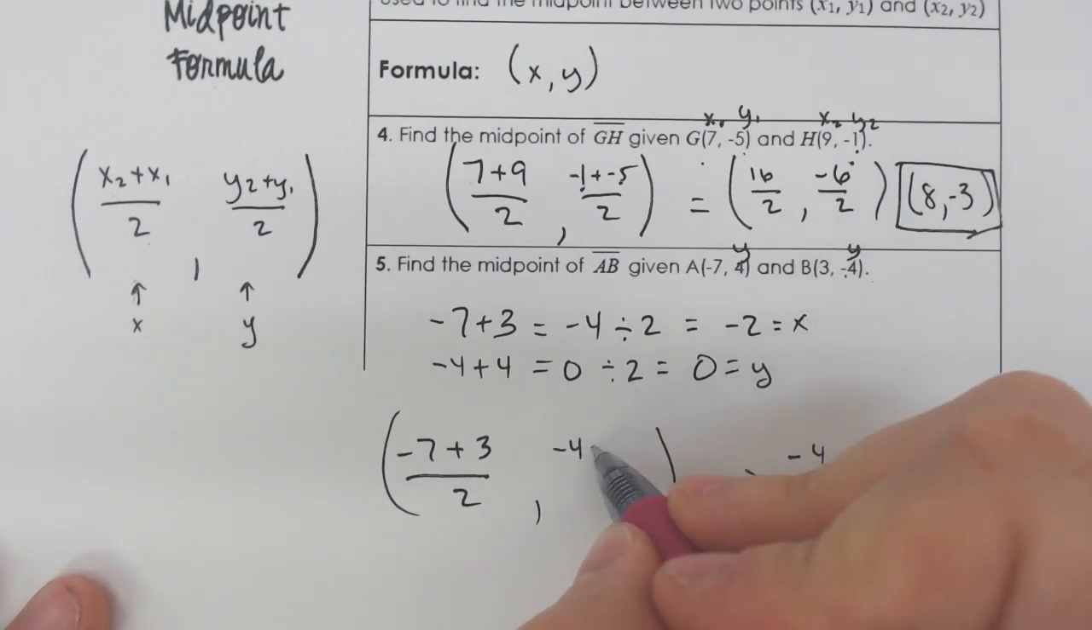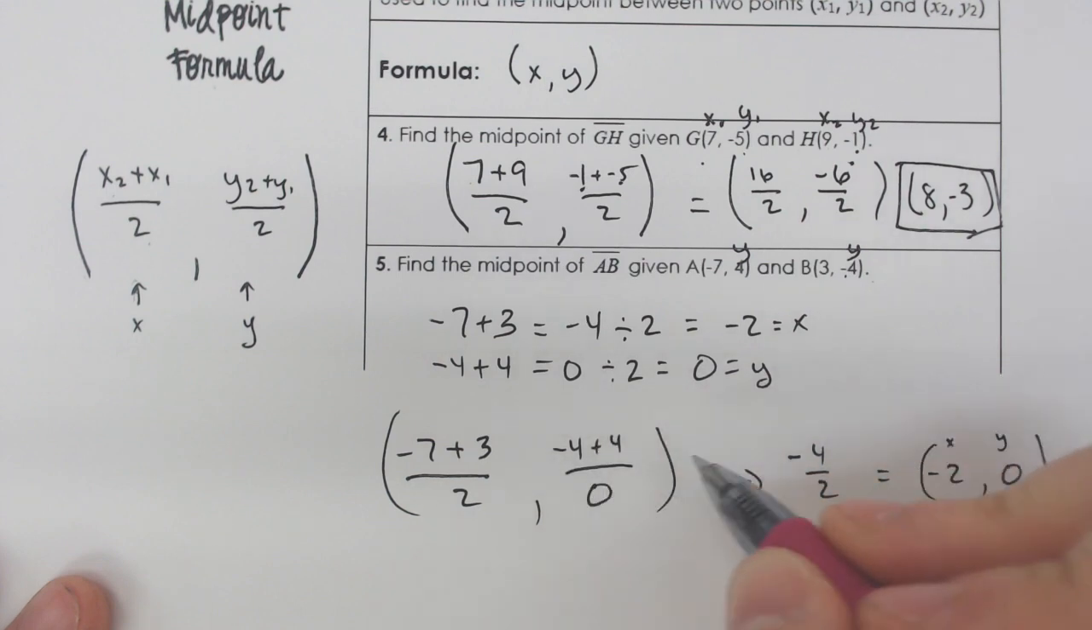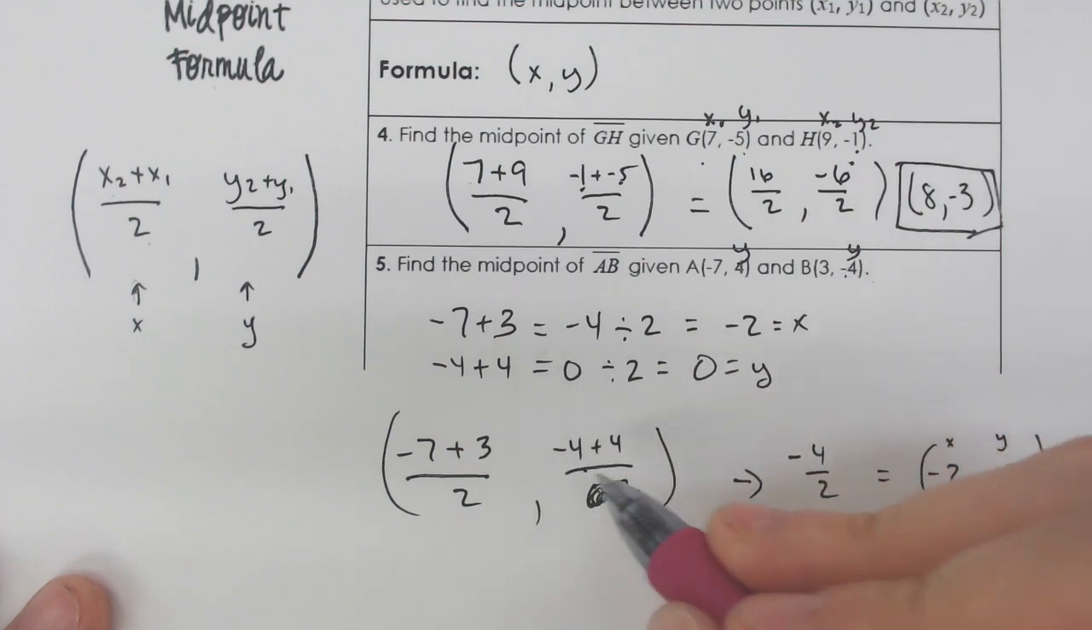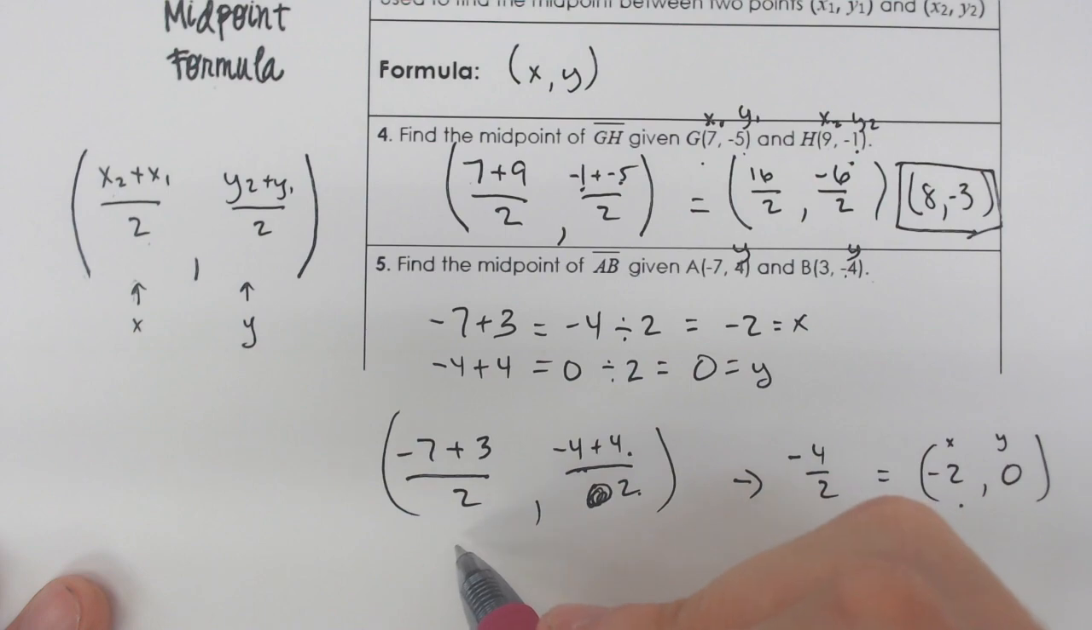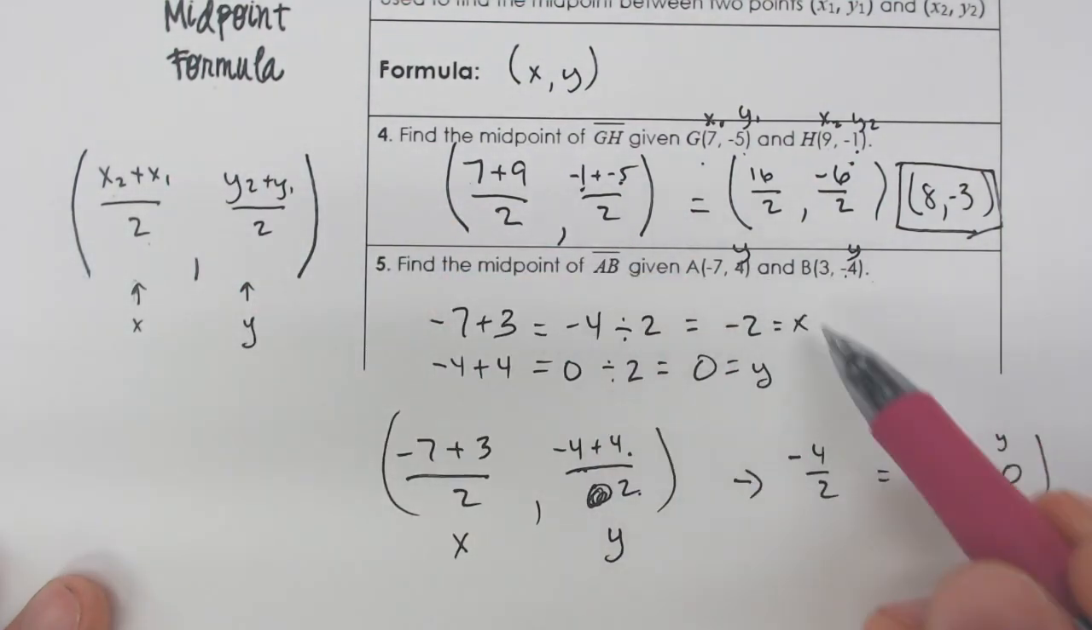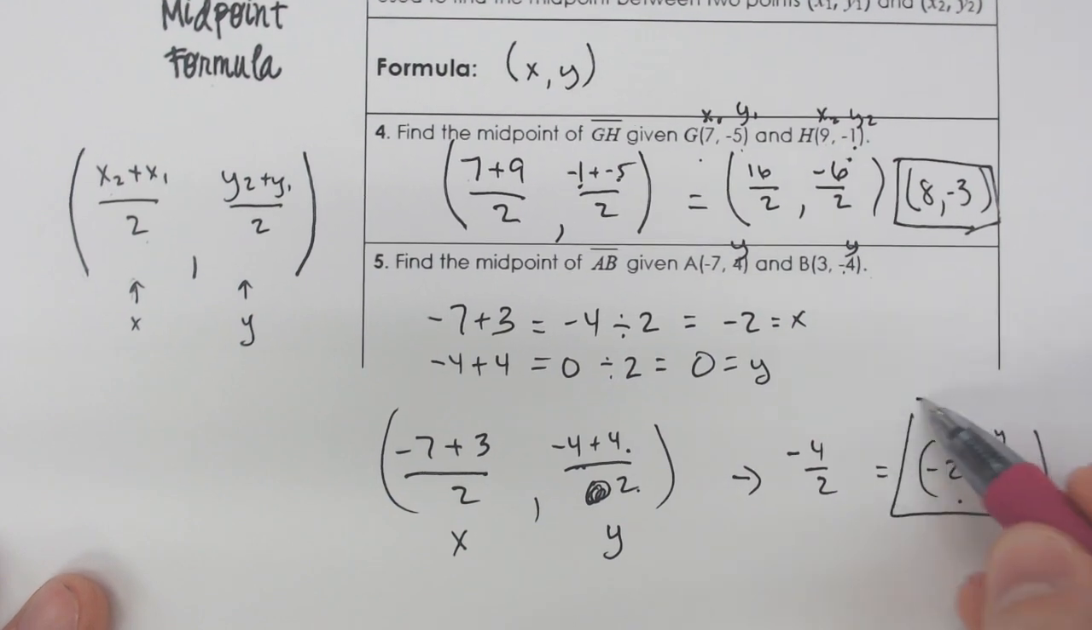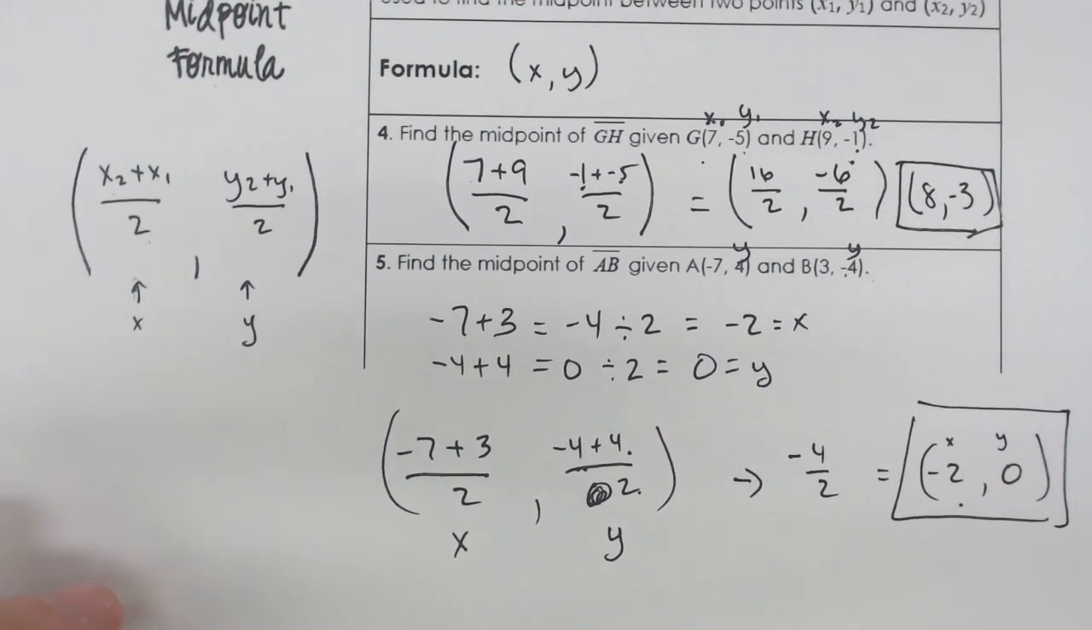If I do it in the fancy formula, -4 plus 4 is 0 divided by 2. 0 divided by 2 is still 0. So you can get the midpoint from the formula or from what I've been repeating over and over and over, which is add the x values and divide by 2, and add the y values and divide by 2.